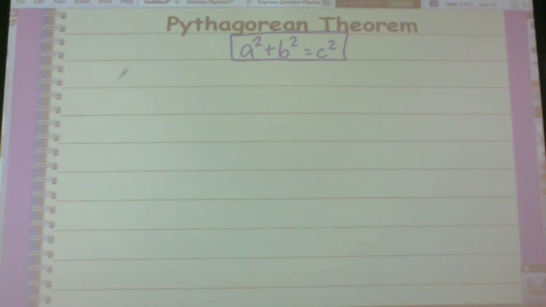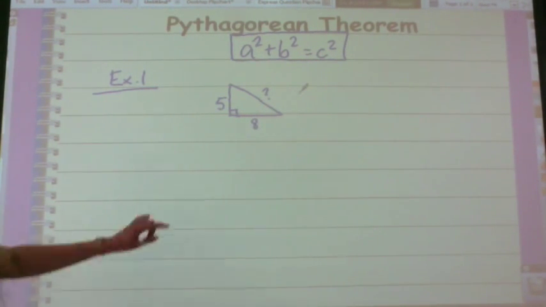So let's look at example 1. Example 1, if you have a right triangle and one side is 5, this side here, we don't know, I'm going to put a question mark, and this side here is 8. We need to figure out what that side is.